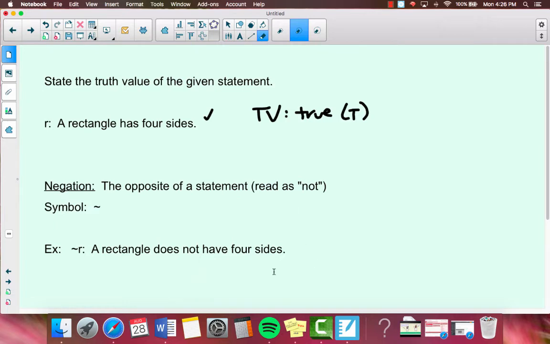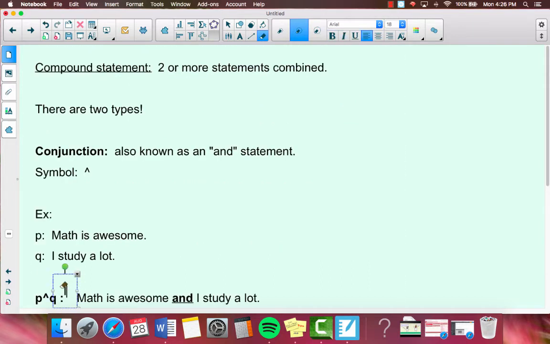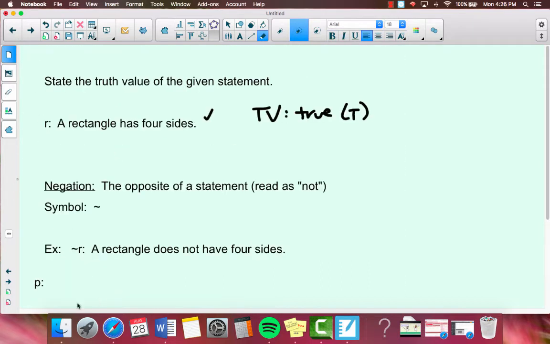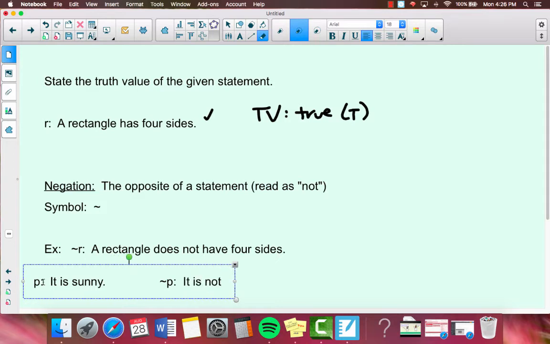Okay, so I could also say something as simple as, let's go back. Let's say my statement was it is sunny, and I asked you to find not P, then my statement would be it is not sunny, and you'd be done. Okay, so you can still have truth values for negated statements. It just might be different depending on if it's true or false once you've changed it.